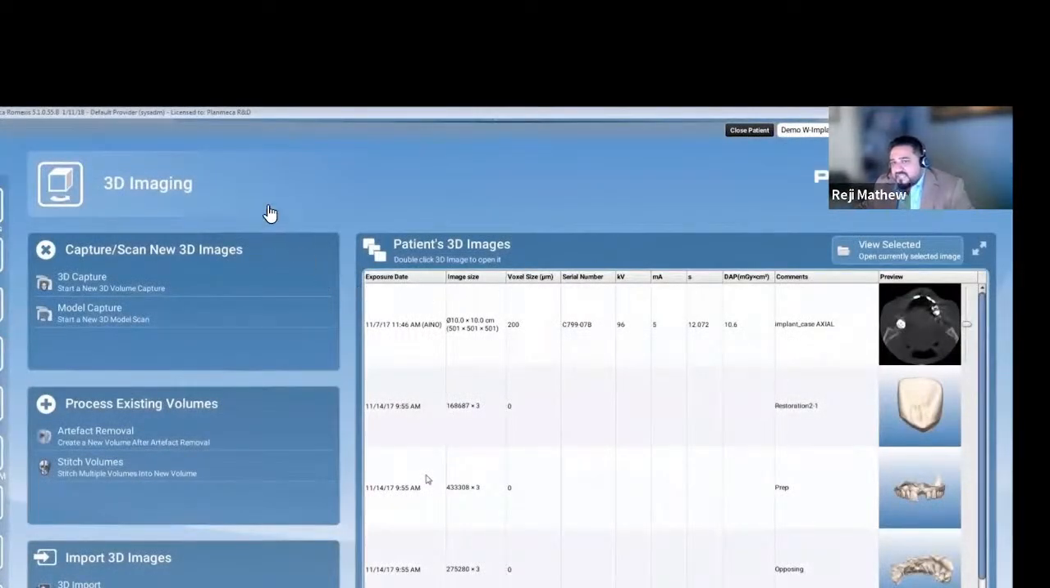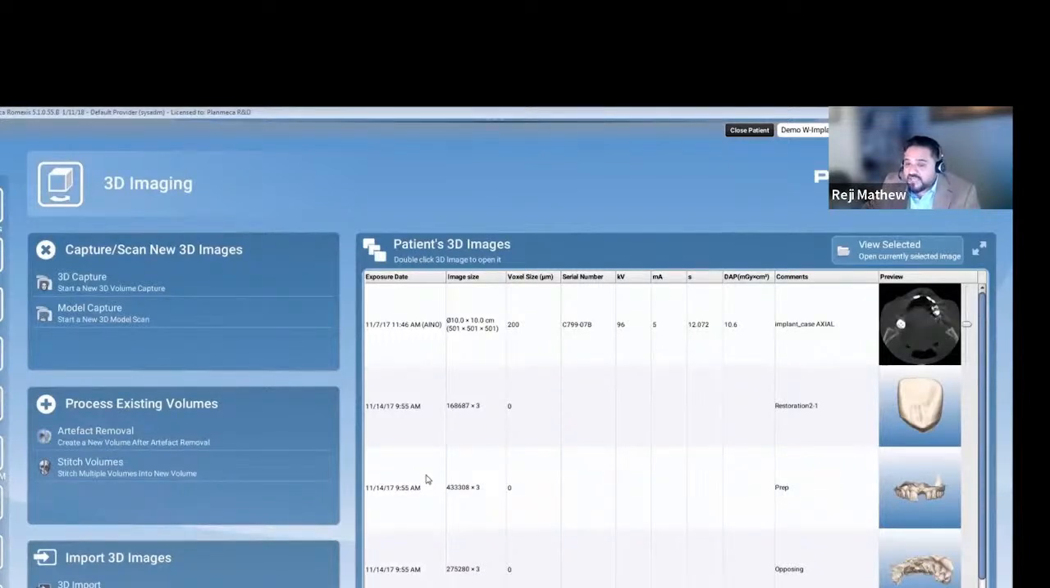Now, this is written everywhere: PlanMaker's Romaxis software, great software for implant planning and also surgical guides. PlanMaker recently came out with a 3D printer called Creo. They were waiting for FDA approval, and they just got it, so it's in the market.